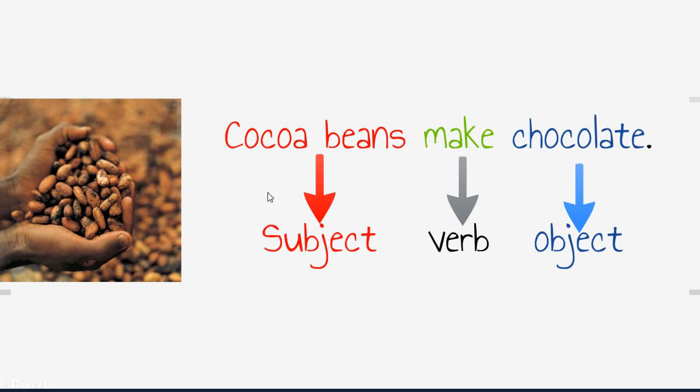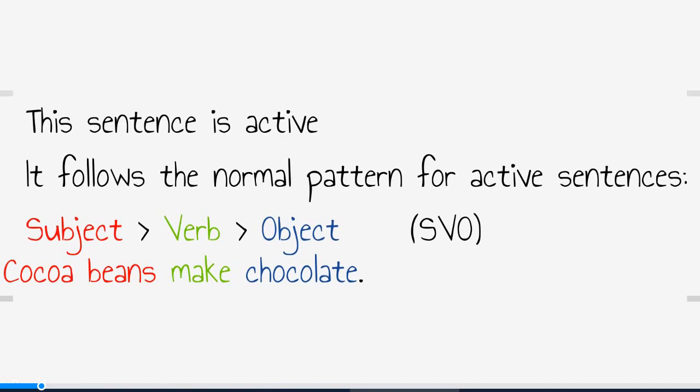My sentence says, cocoa beans make chocolate. This is an active sentence because it has S, V, O: subject, verb, object. Cocoa beans, subject. Make, verb. Chocolate, object. Make is a verb in the present tense. It is not past. So, this sentence is active because it follows the normal pattern for active sentences: subject, verb, object. SVO. Right?